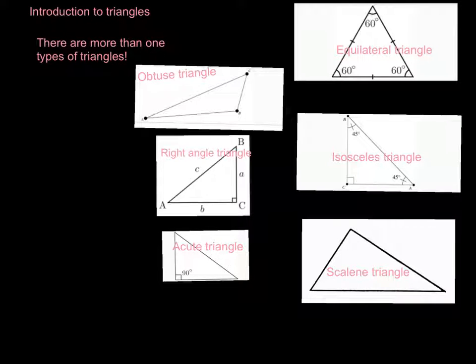Lastly, we have our scalene triangle. Scalene means that none of the sides are equal. These three triangles are the main types of triangles by side length. These triangles are what differs in the angles of each triangle.